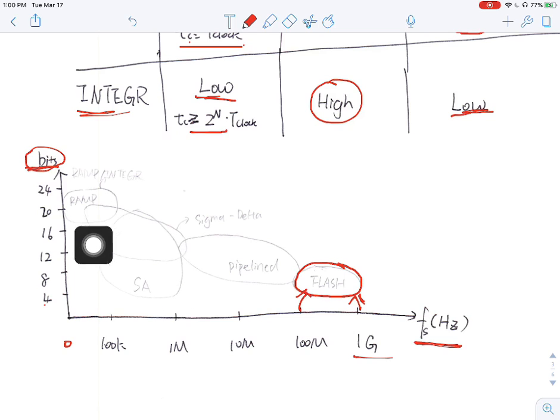And here is the sigma delta ADC. It's kind of in between. On the top here, we have the ramp and integrating ADC.